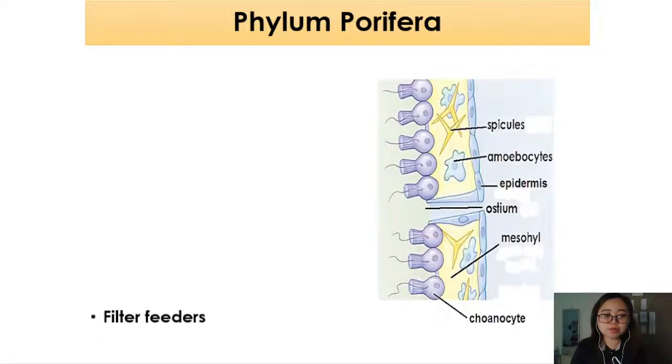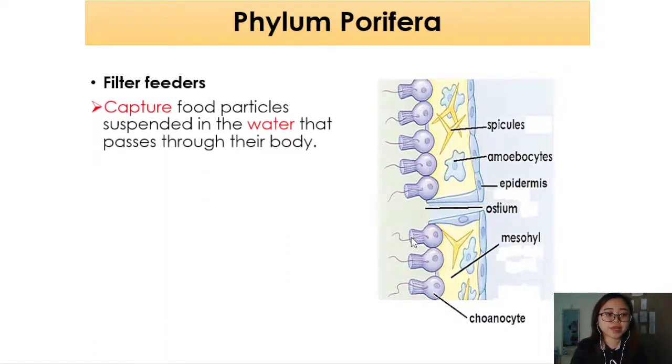Okay, so let's have a better look at Phylum Porifera. Organisms in Phylum Porifera are filter feeders. So they capture food particles that are suspended in the water that pass through their body. Air limpas, air bawa food particles. So apa yang ada tu dia akan filter dan dia akan makan.